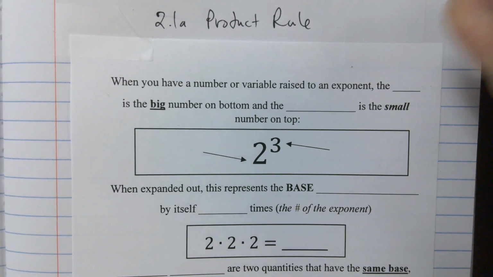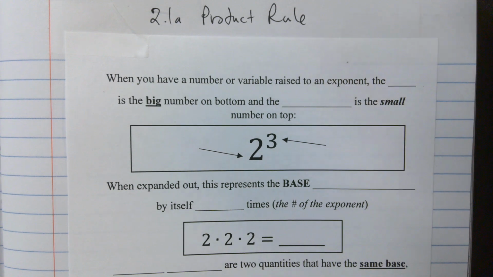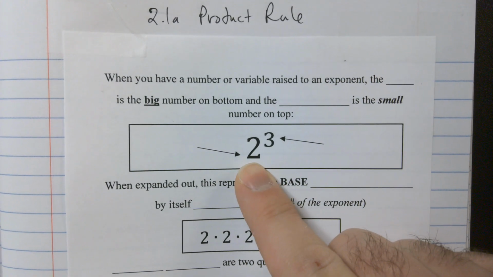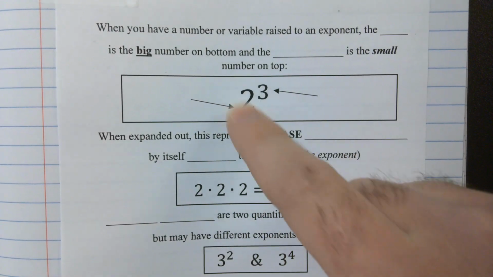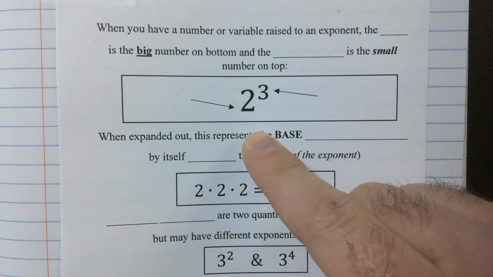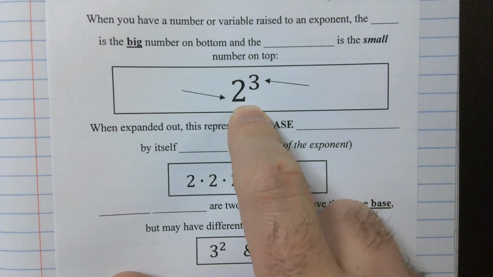So let's start with a basic little overview of exponents. Again, it seems like from what you guys said, you already know this from 7th grade. But how can I read this? If I'm looking at these little numbers here, how would you say that out loud? Okay, 2 times 2 times 2. What's another way you could say this?